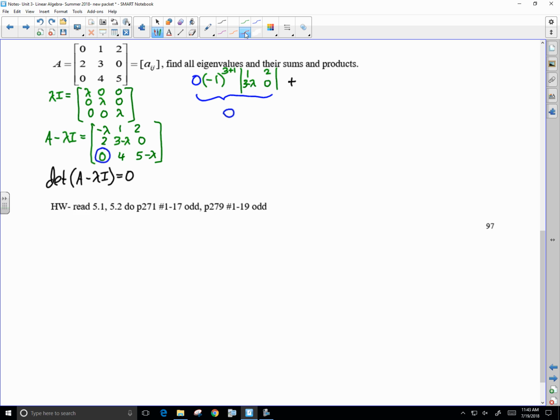Plus coefficient 4, (-1), row 3, column 2, matrix containing negative lambda, 2, 0. That I think we can do pretty quickly. It's going to be -4. The determinant diagonal down is 0, diagonal up is 4. So 0 minus 4, so -4.